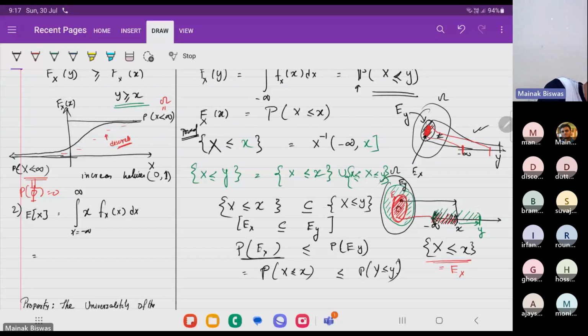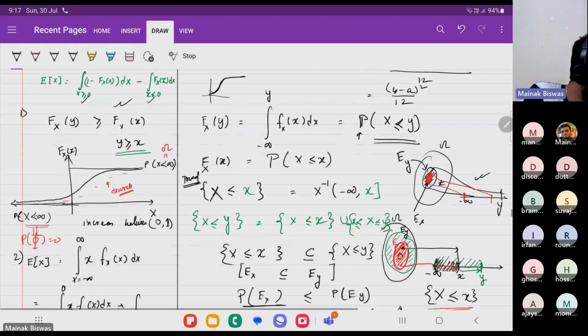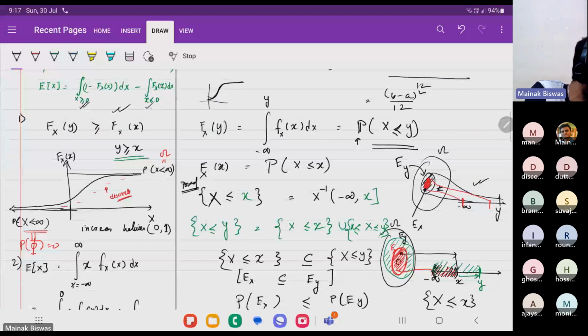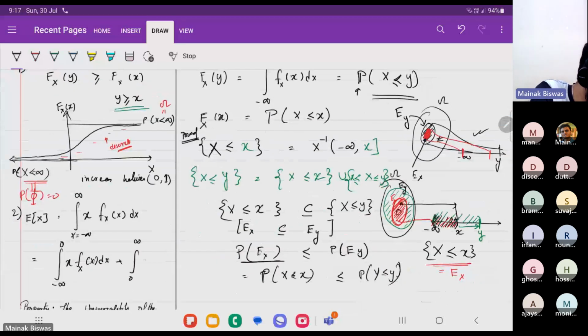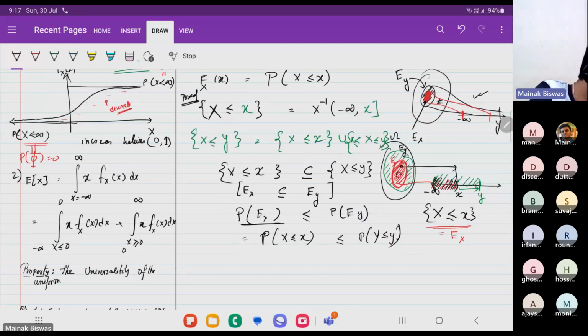So first of all, let me break this up into two integrals. You'll see why. Minus infinity to 0, x f of x dx plus 0 to infinity, because I have written x greater than 0 and x less than 0 here. So whenever you're proving something, see what is in the question. So less than 0 and greater than 0, I'll break it up into two parts similarly. Minus infinity to 0, 0 to infinity. Now tell me, how do I solve these two integrals?